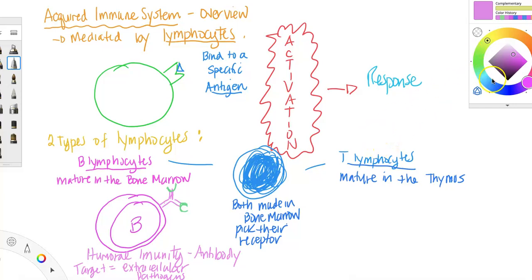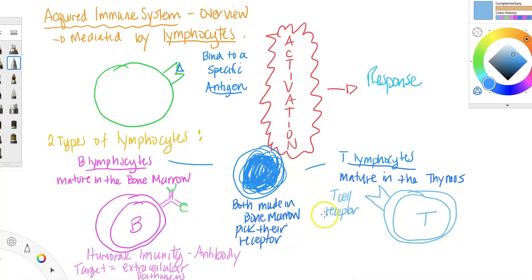T lymphocytes, they also look like this, right? But their receptor looks more like this. And it's called the T cell receptor. Or this one is an antibody. Okay. And this little area right here is specific to one thing. It's only gonna bind to one thing that looks just like that. Same with this antibody here, it's only gonna bind to the one thing that'll fit in there.